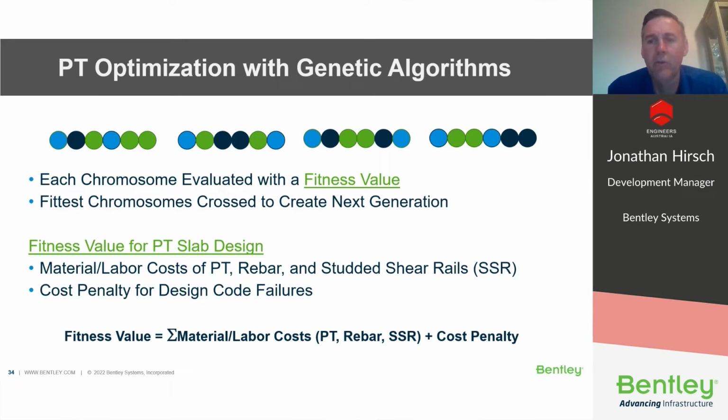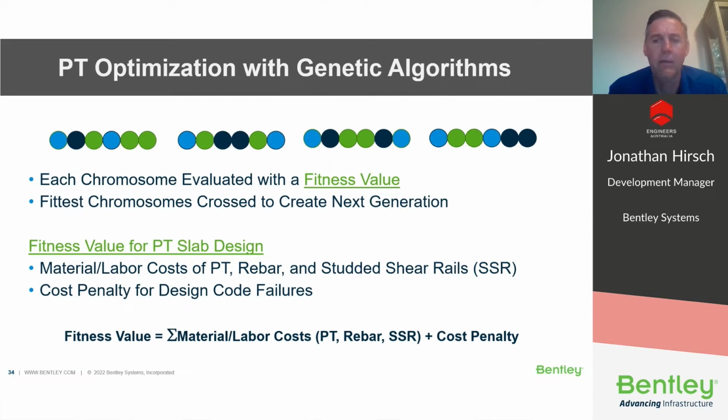The best chromosomes from each population are kept and then bred to create new chromosomes to evaluate in the next generation. For the evolution to work, we need a measure to evaluate our solution so that we can select the fittest chromosomes in each generation. For PT slab design, we use the total material and labor costs as a fitness measure.